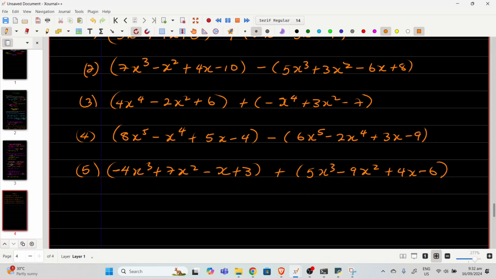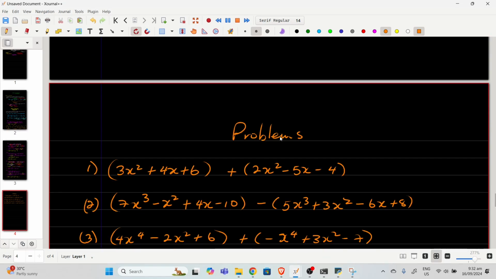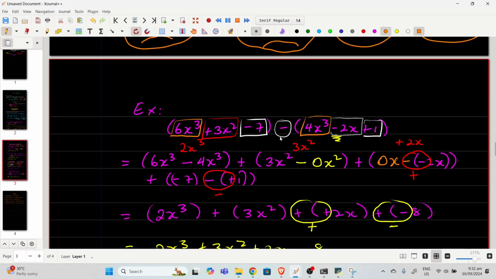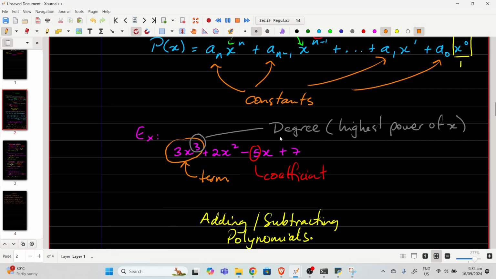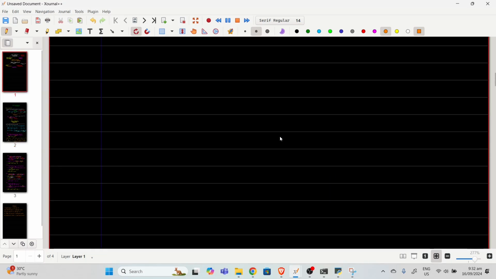All right, so that's the first lesson that we're going to do. We're going to learn how to add and subtract polynomials. Now, this is something that should be very easy for you. If you have any questions, you can ask me and I will clarify them for you.